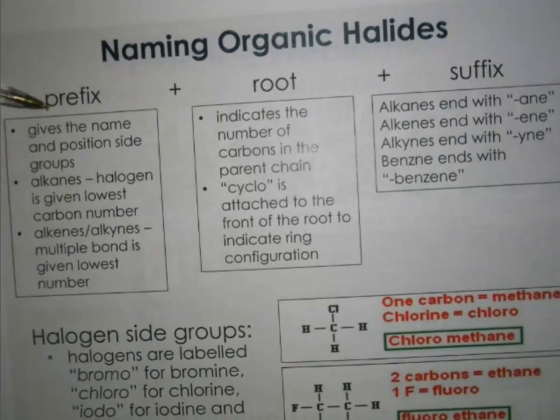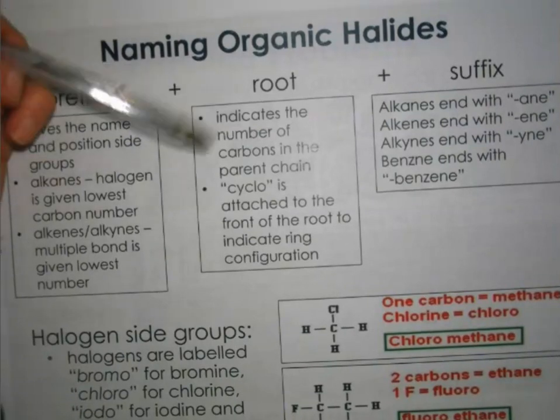So basically, we have the prefix, which gives the name and position of side groups, just like we've looked at up until now. For alkanes, the halogen is given the lowest carbon number. And for alkenes and alkynes, just like before, the multiple bond is given the lowest number. So just make sure when you're numbering your molecule that if it's an alkane, the halogen gets numbered first, but otherwise your multiple bond does.